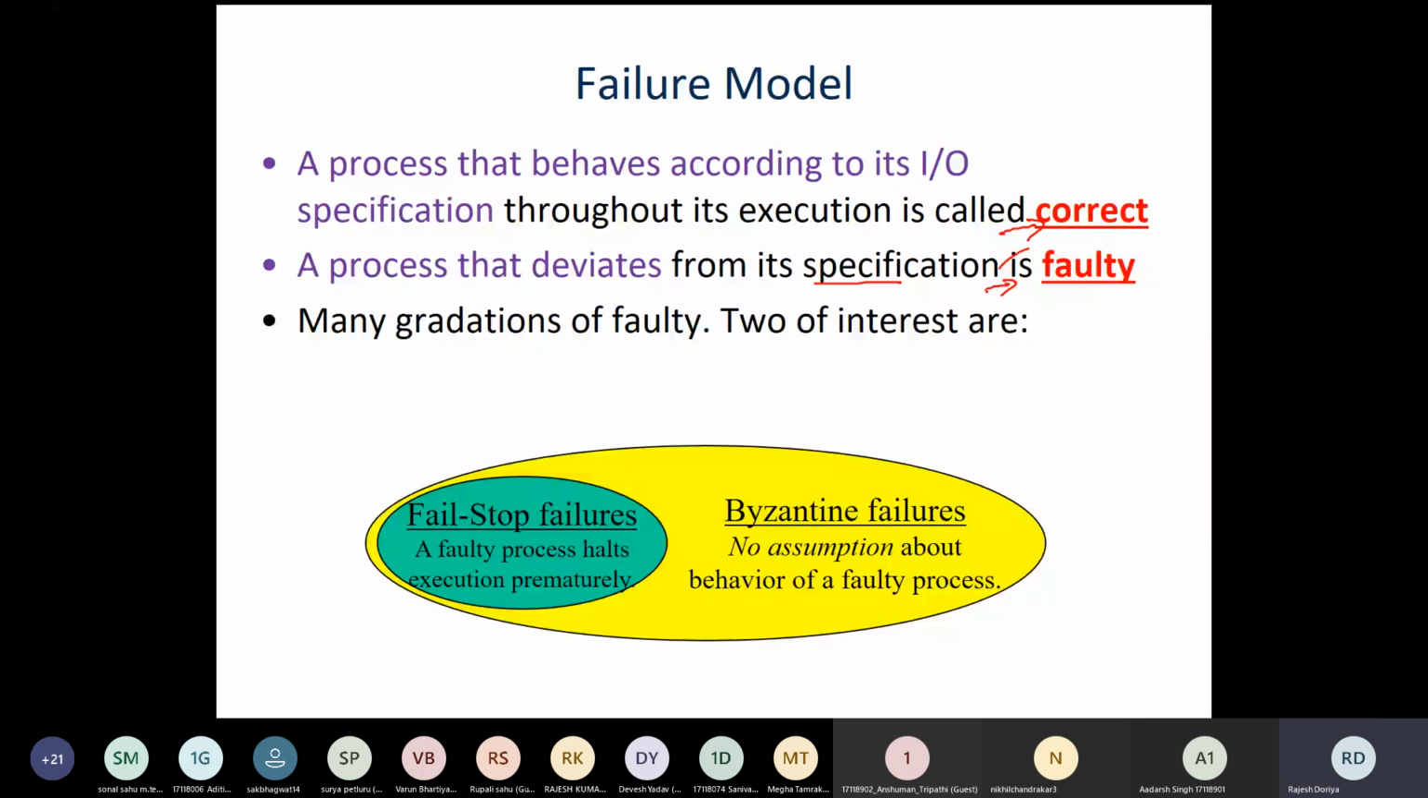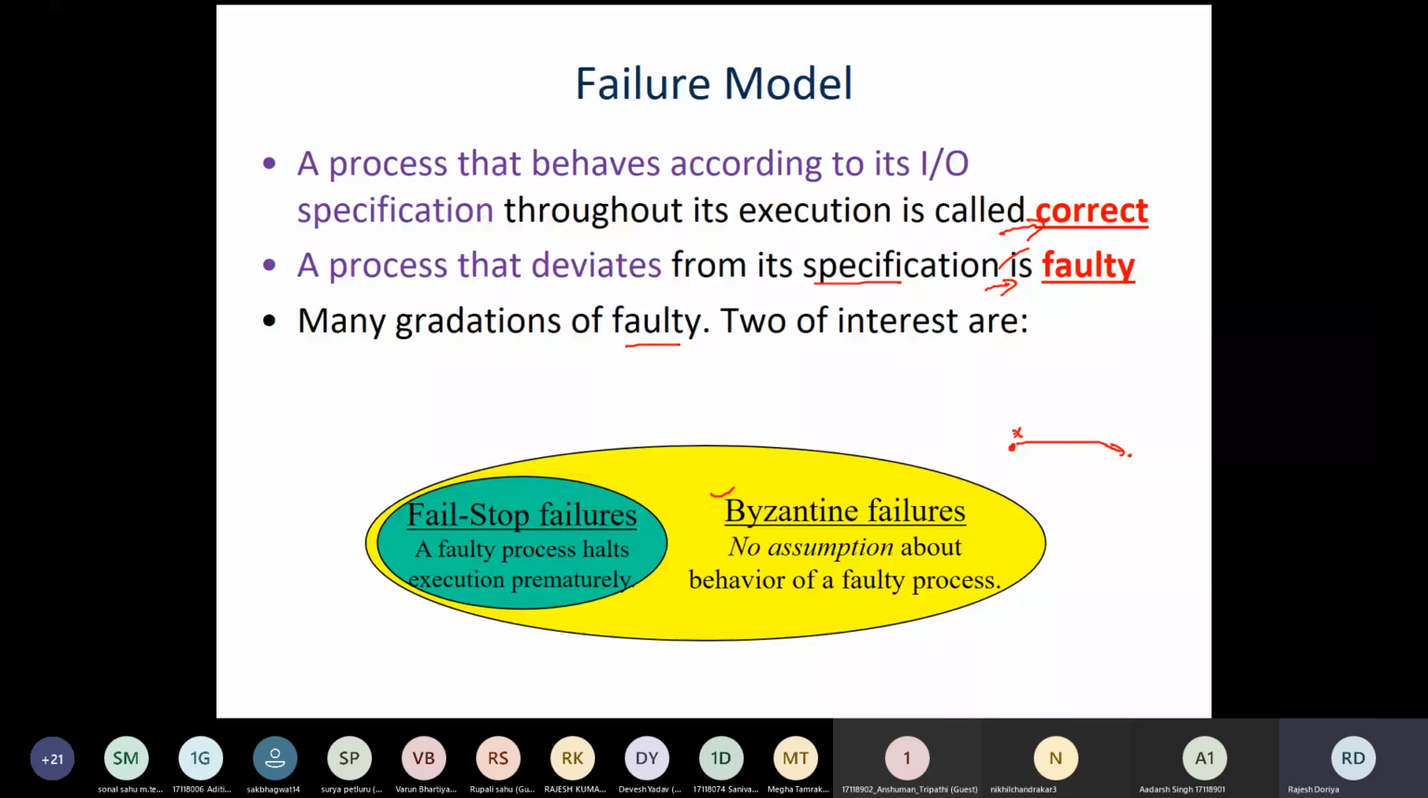And again, there can be many varieties of faulty processes. Especially we are very much interested in two types. The first one is Byzantine failures or Byzantine faults, and the other one is fail stop failure or the fail stop fault. In case of Byzantine failures, we do not have any assumptions about the behavior of a faulty process. It can be of any type. Suppose two processes are communicating with each other, it may be possible that it has failed to send a message, or the process which was responsible has been altered prematurely.